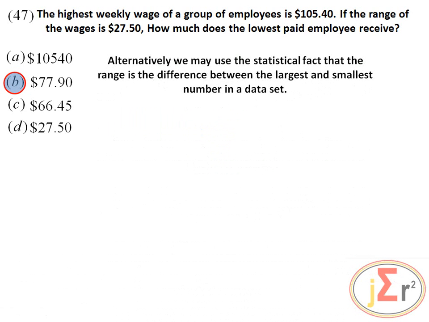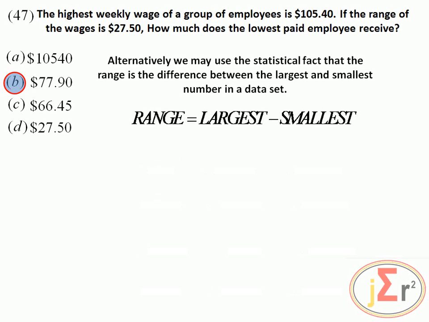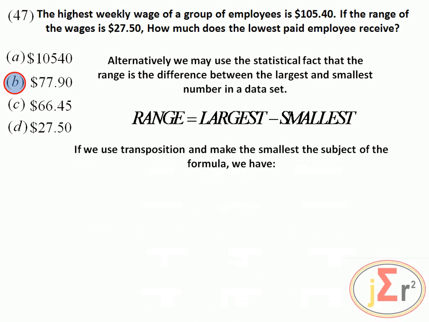Alternatively, we may use the statistical fact that the range is the difference between the largest and smallest number in a data set. So that is a fact. The range is the difference between the largest and smallest number in a data set. So the range is equal to largest minus smallest. If we use transposition and make the smallest the subject, because we need to determine the wage of the lowest paid employee, we need to determine from this expression an expression for the smallest.